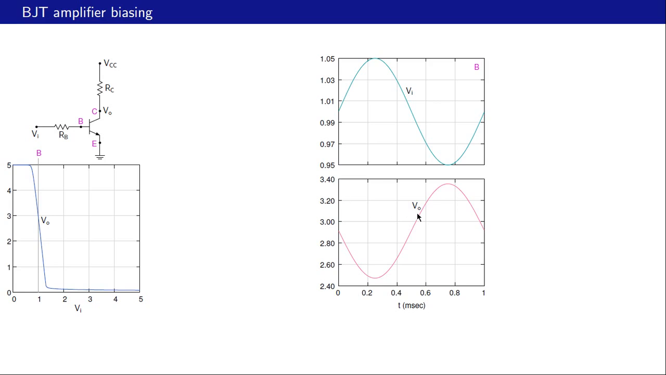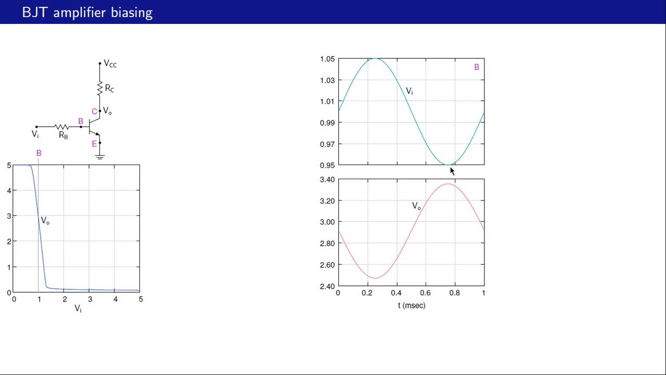The first thing we notice about the output voltage is that it is out of phase with VI. There is a phase difference of 180 degrees between VI and VO, and that is easy to understand. As VI increases, VO decreases, and that is why dVO/dVI is negative, and that is reflected in this phase relationship between VO and VI.